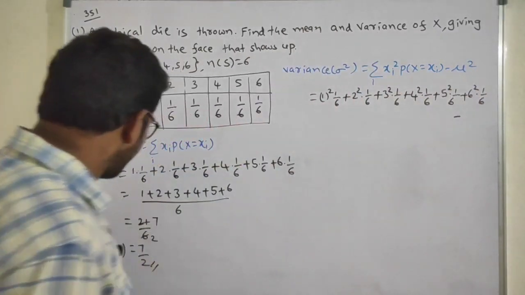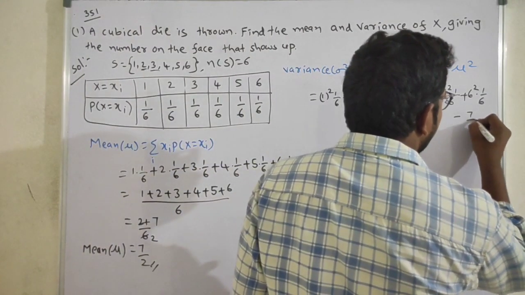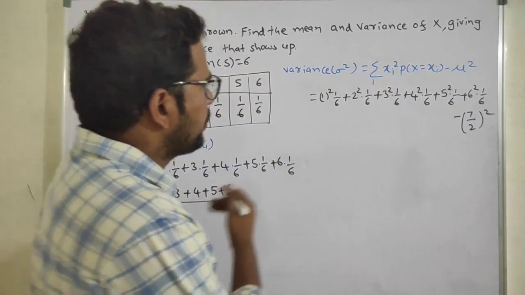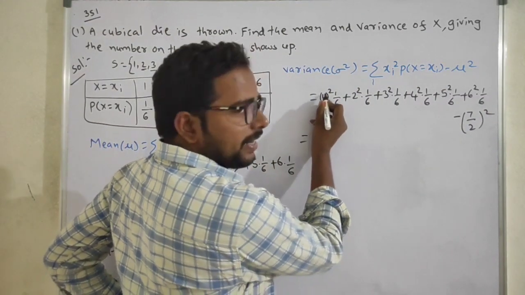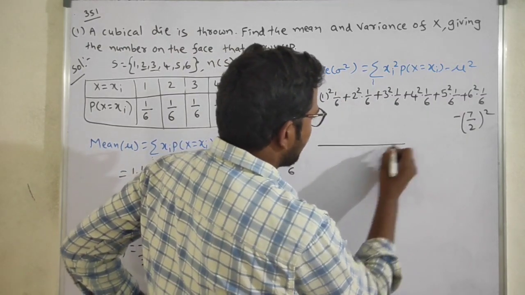What is mu value? Mu is equals to mean 7 by 2. అంటే వేరియన్స్ ఫైండ్ చేయాలంటే డెఫినెట్గా మనకు మీన్ కావాలి. 7 by 2 whole square. సో 1 square వాల్యూ 1, 1 ones are 1 only. సో డినామినేటర్ 6 కదా, టోటల్ 6 తీసుకుంటున్నా.